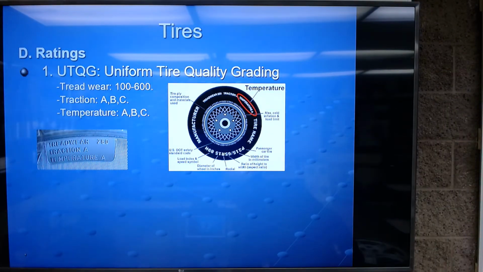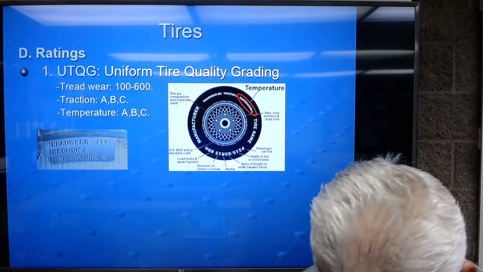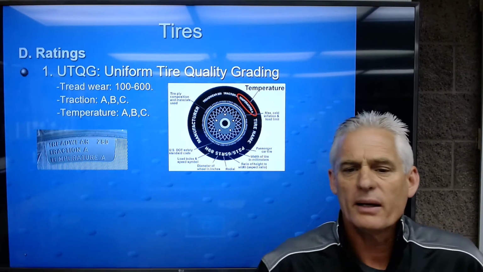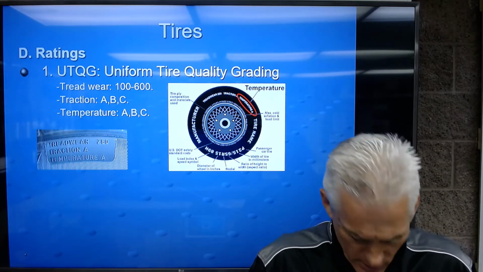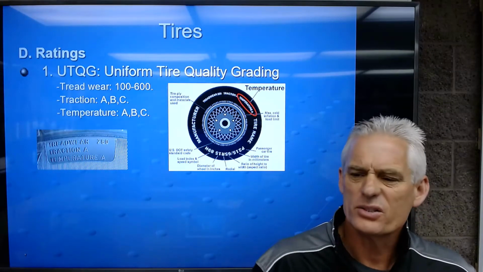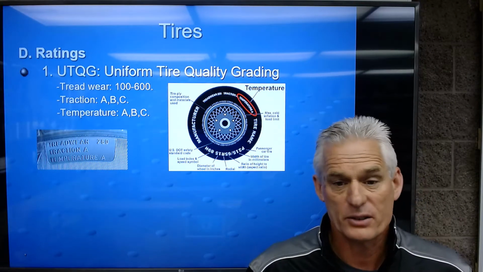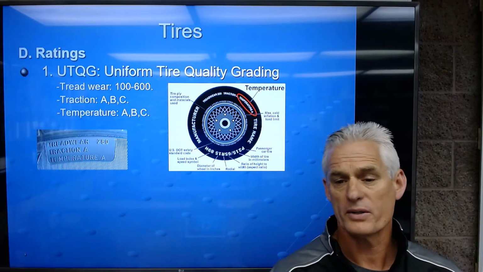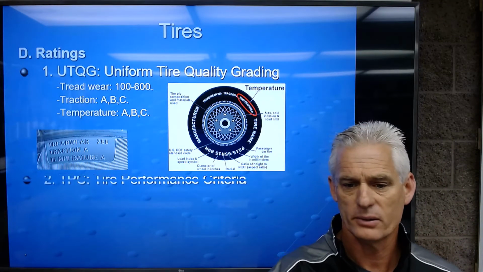Okay, so just because it has a low tread wear rating doesn't mean it's a cheap tire. In fact, performance tires all have low tread wear ratings because they're a sticky compound. They're meant to stick to the road and go fast around corners. But therefore the tread wears out quick. Okay, so let's continue here.